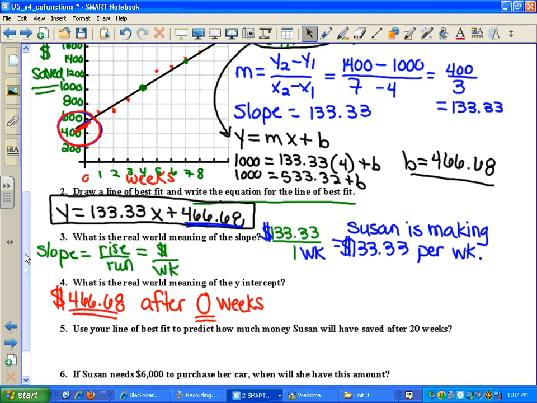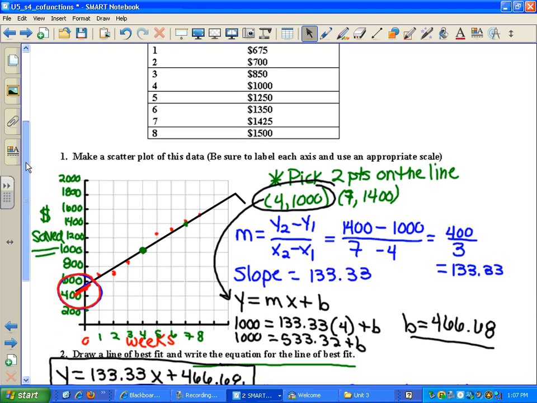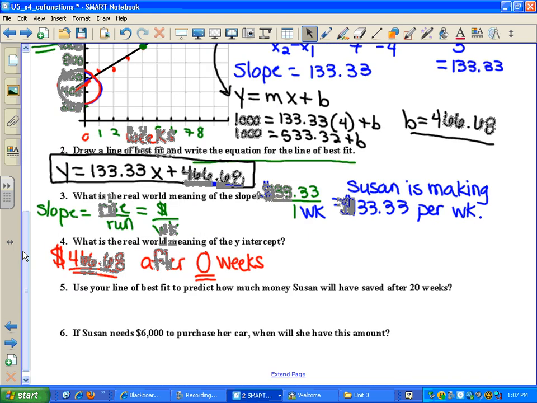So it's important that you include units and you tell me when that happens. So 0 weeks. Well, how much did she start with at 0 weeks? She started with 550, my equation says she started with 466. We're okay. Remember, this is just a trend line. This is just how the data tends to flow. Well, now what we want to do is use your line of best fit to predict how much money Susan will have saved over 20 weeks.